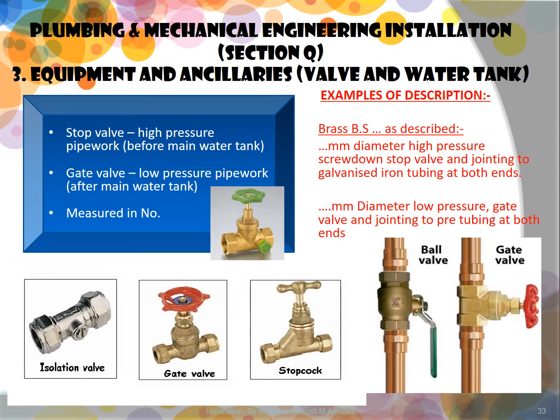Okay, now let's look at the example of the item that we have to measure specifically for the valve. Okay, as what I told you before, let's say you look at the layout plan, this is the pipework, and then this is the valve. Let's say this is the tap. Okay, this is the tap. Maybe the pillar tap inside the toilet. So basically the rule is you should have one valve for every single outlet.